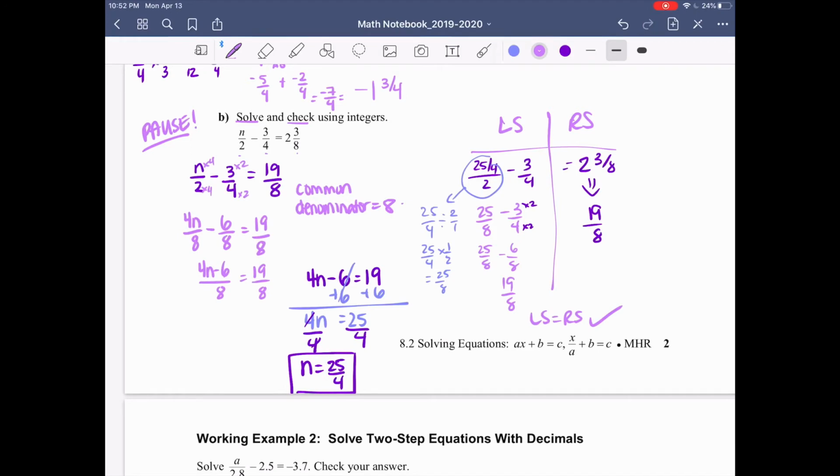Okay, so this is the answer you should have got, that n is equal to 25 over 4. And if you plugged it in, like you see here on the side, you should have gotten that your left side is equal to your right side. So if you didn't get this answer, please pause again and check how I did the work. I used the method where we cancel out the common denominator and then just solve the numerators.